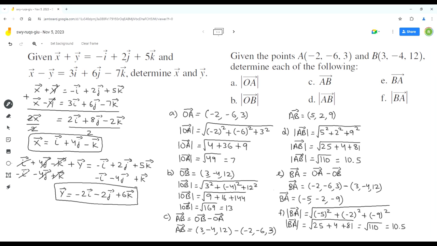So the magnitude of vector BA will be equal to the magnitude of vector AB, because these vectors have opposite direction, but their magnitude will be the same. So these are the steps you have to keep in mind to solve this type of problem.